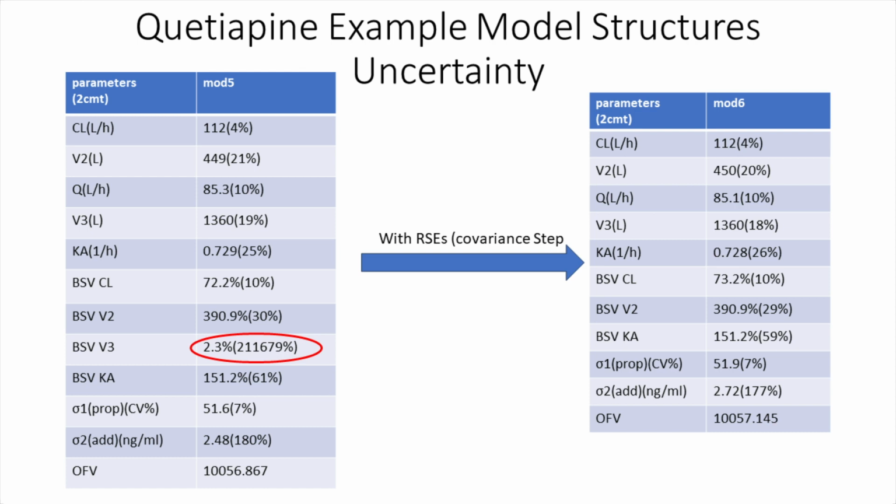So essentially, if we remove this between subject variability, we really get no change in the objective function, and the model stays about the same. And our estimates are all reasonable, so there's no reason to include this. So the uncertainty in this case on this parameter estimate pointed us in the direction of modifying the model by removing this element.